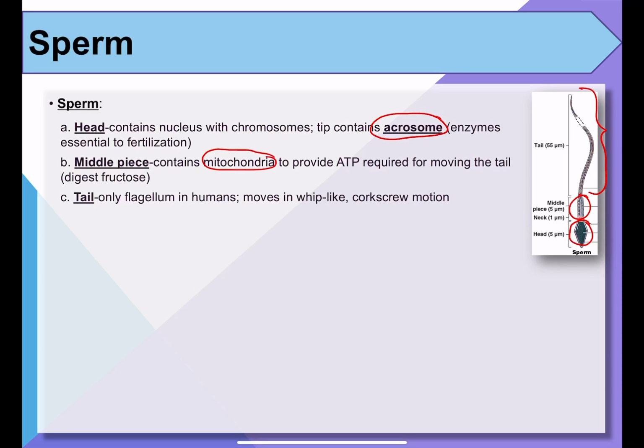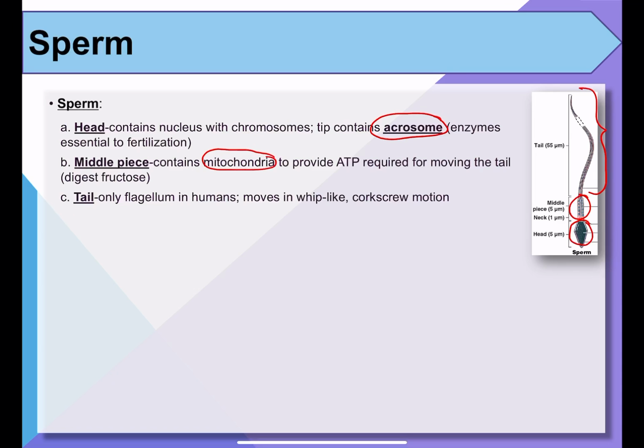So that's why the sperm needs to have a lot of ATP around, and the way to make ATP is through mitochondria within the middle piece of the sperm, and they will metabolize the sugar that comes from the seminal fluid. Remember, the seminal fluid has fructose in it, and that's what they will use as a source of energy for swimming.